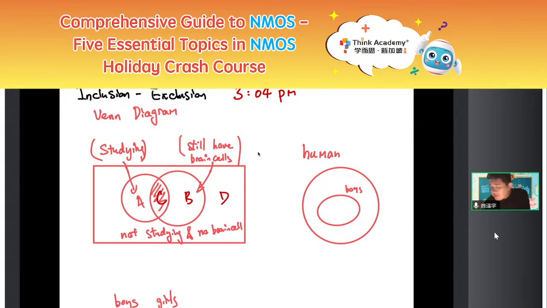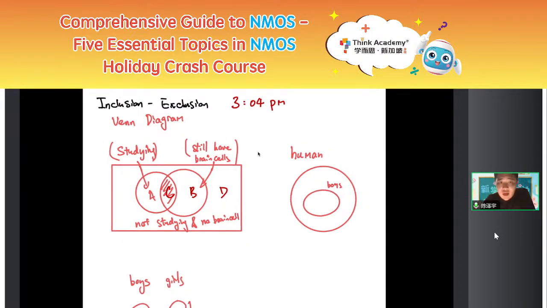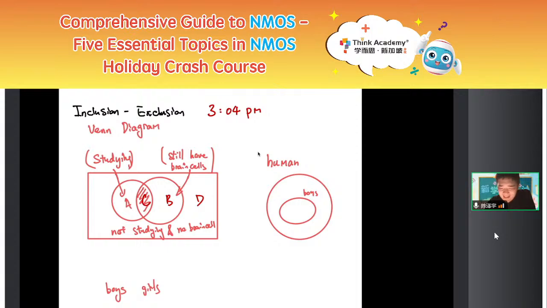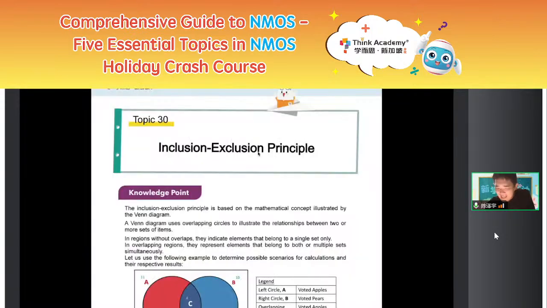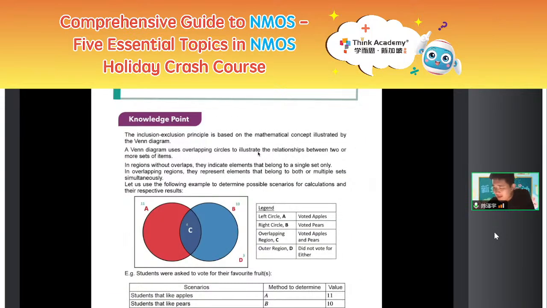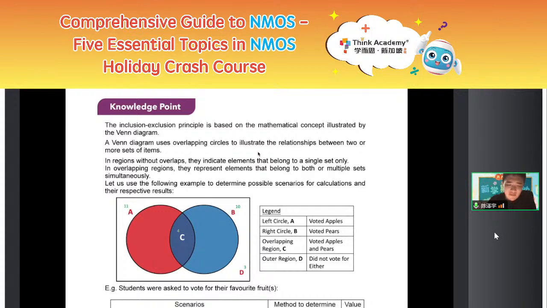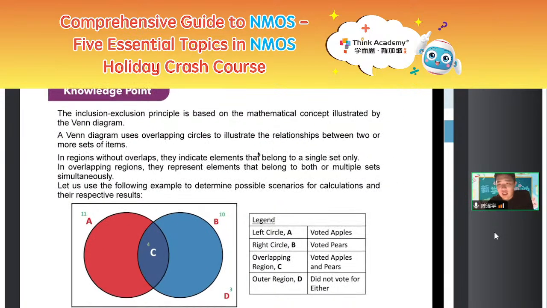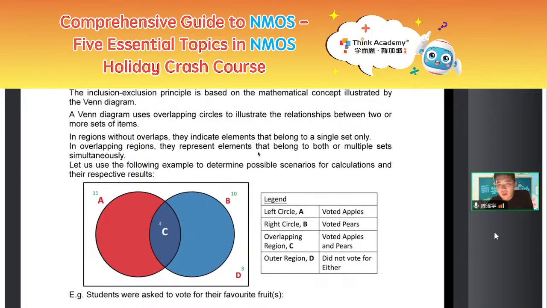Okay, so for inclusion and exclusion, when you have different groups of people that might have overlappings, the key idea is that you draw the diagram first. And like I said, you have to make it very, very clear which group of people each region represents.